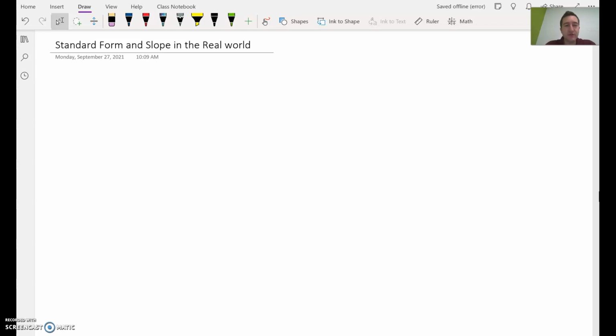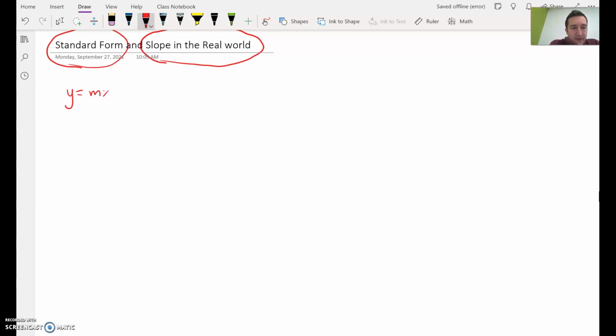So I really have two things that I want to show you today. We're going to talk about standard form and how to tackle that. And then we're going to talk about slope in the real world and what it looks like to actually apply it and look at some real world word problems, which is kind of why we want to learn all this in the first place.